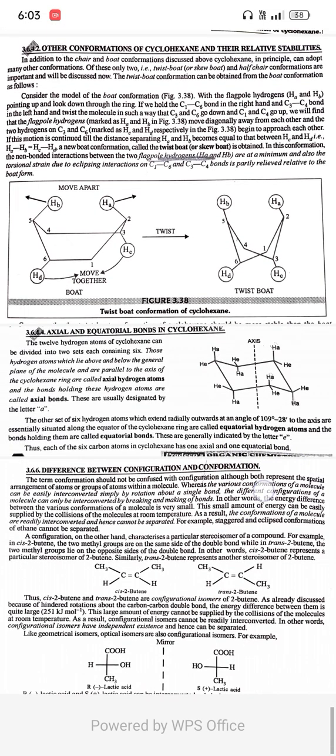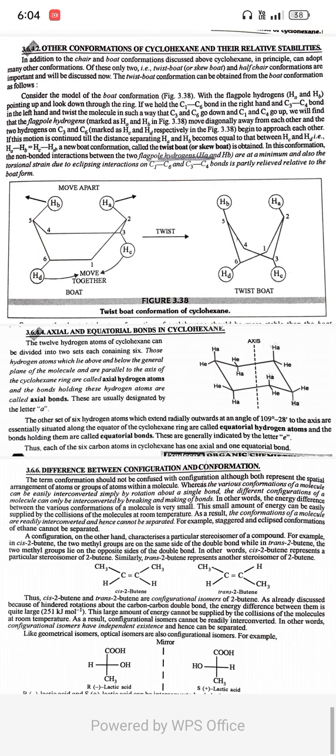Axial and equatorial bonds in cyclohexane. The 12 hydrogen atoms of cyclohexane can be divided into two sets, each containing 6. Those hydrogen atoms which lie above and below the general plane of the molecule and are parallel to the axis of the cyclohexane ring are called axial hydrogen atoms, and the bonds holding these hydrogen atoms are called axial bonds. These are usually designated by the letter A. The other set of 6 hydrogen atoms, which extend radially at an angle of 109 degrees 28 minutes to the axis, are essentially situated along the equator of the cyclohexane ring and are called equatorial hydrogen atoms, and the bonds holding them are called equatorial bonds. These are indicated by the letter E.